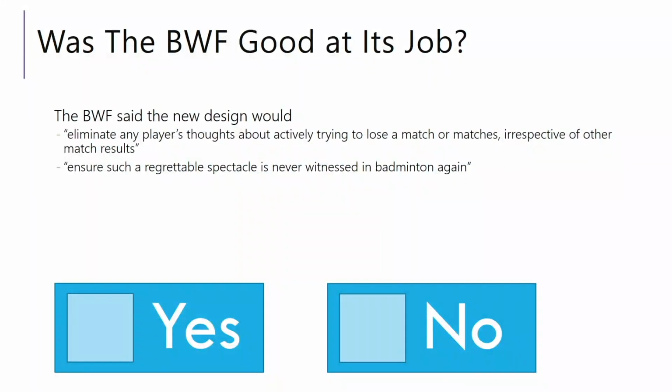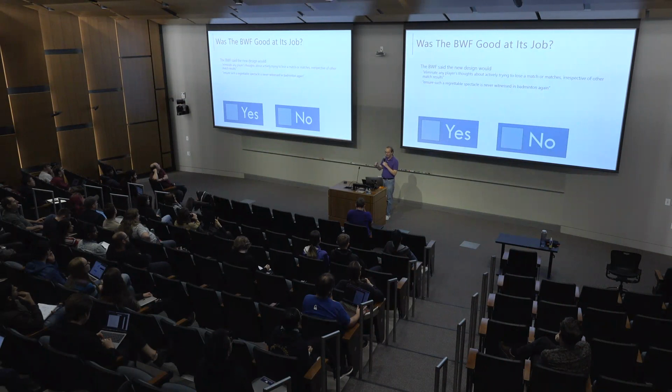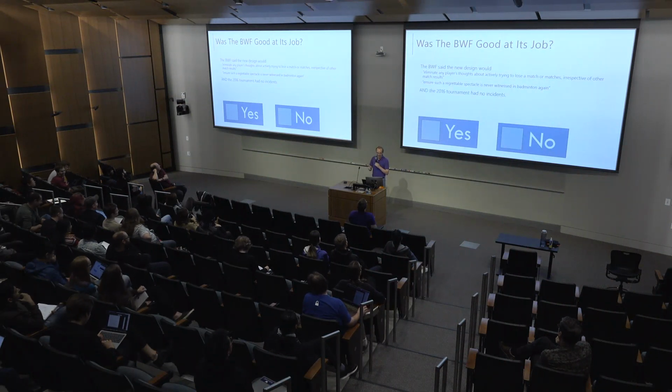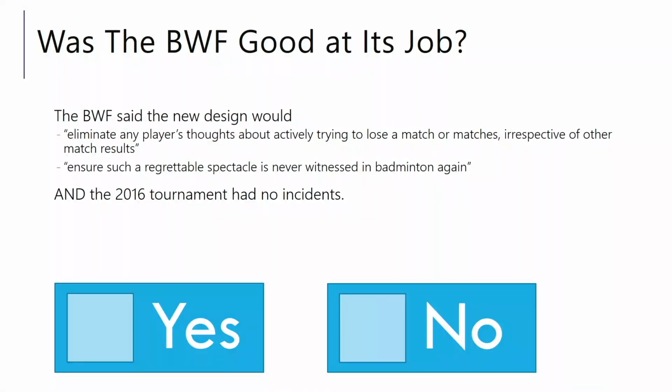And what they said when they announced this change is that they had eliminated any player's thoughts about actively trying to lose a match or matches, irrespective of other match results, and that they had ensured such a regrettable spectacle would never be witnessed in badminton again. And the 2016 tournament happened. There were no incidents. So did the Badminton World Federation, when they redesigned this tournament, do a good job, right?